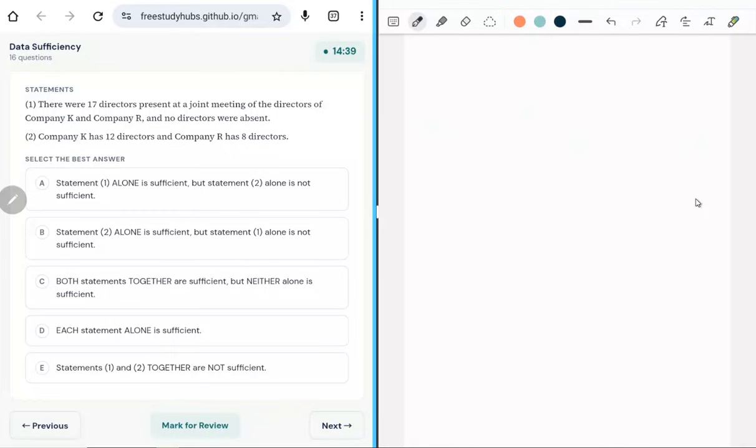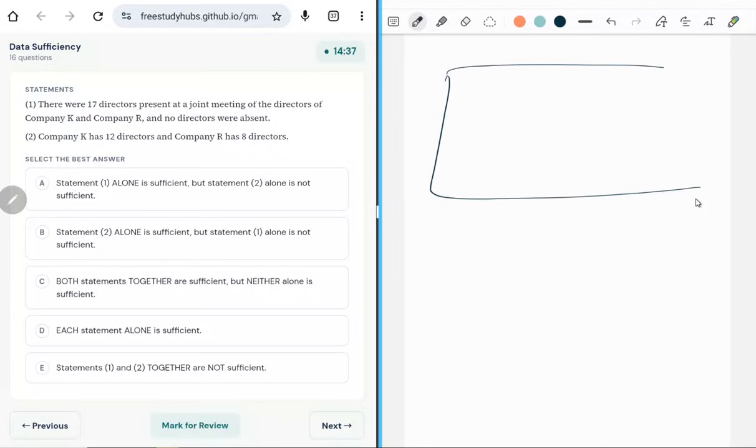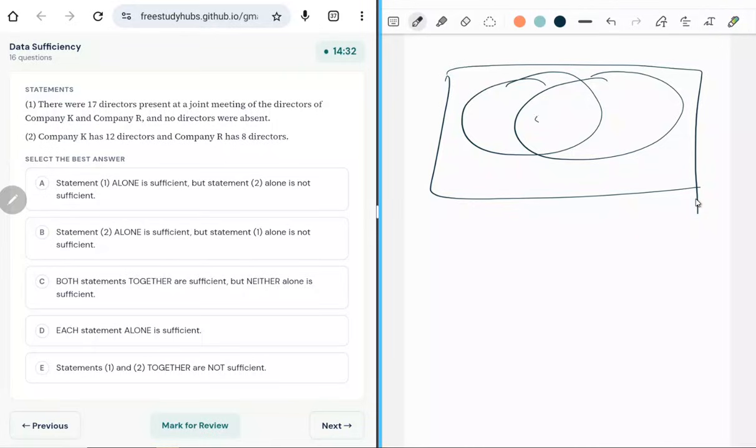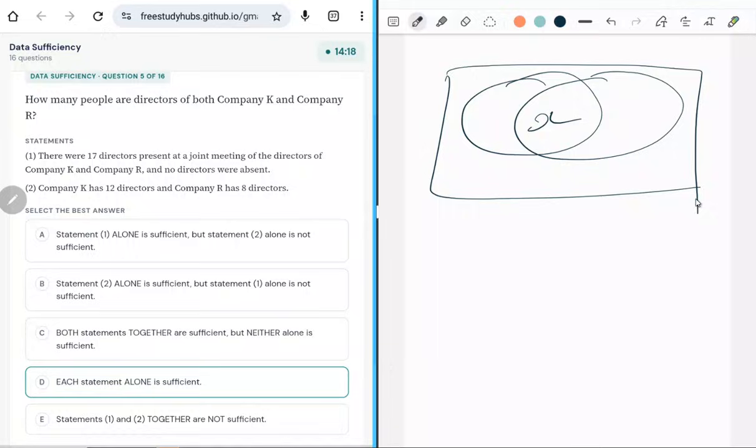Let's go. Yes, this is also a Venn diagram, depending on how we are looking at it. So this is the third time we are having a Venn diagram. Directors present at the joint meeting of directors in company K and Y, and no directors were absent. Company K has... Can you scroll up? I can't see the question. So how many directors are in both companies?